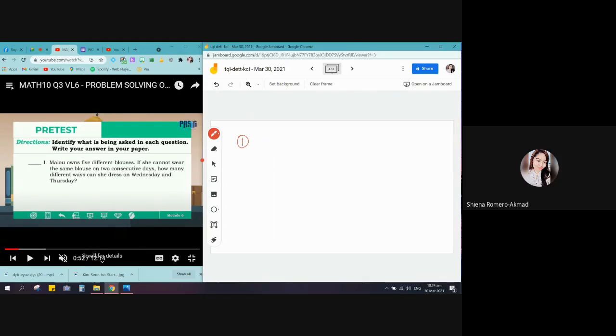So kung 5 yung number of blouses ko, 2 lang doon yung pipiliin ko for Wednesday and Thursday. Right? So that's permutation of 5 taken 2 at a time. So ano yung formula natin dyan? Formula natin is permutation of n taken r at a time is equal to n factorial divided by n minus r factorial. Where n factorial is 5 factorial, then we have 5 minus 2 factorial.